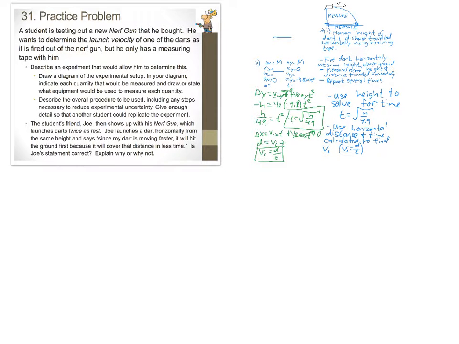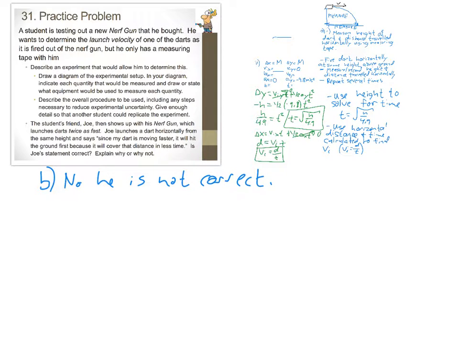So the last part here, we have a student's friend, Joe, who shows up with a Nerf gun that launches it twice as fast. And he claims that his dart will hit the ground faster because it fires it horizontally at a greater speed and therefore will cover that distance in less time. And we want to know whether or not he's correct and explain why. So at this point we should know that no, he is not correct in this situation.